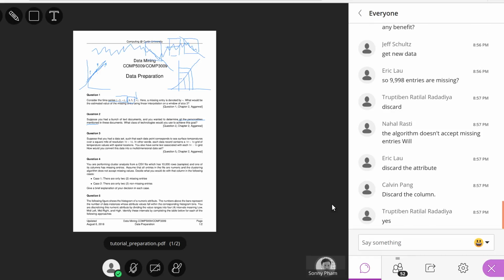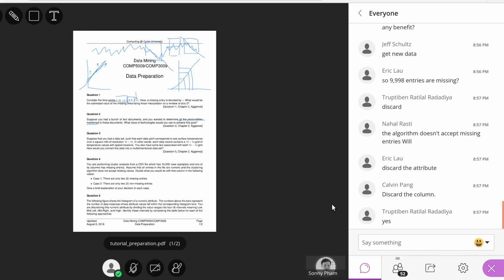So in this case, we might have to accept the fact that this attribute, or this column, is not going to be useful at all, and therefore the best course of action is to discard the entire column or attribute, because there are only 2 values there out of 10,000. It's not going to be useful. Some of you have suggested that discarding the column is the way to go, right? So I hope that you can do the same thing in the assignment.